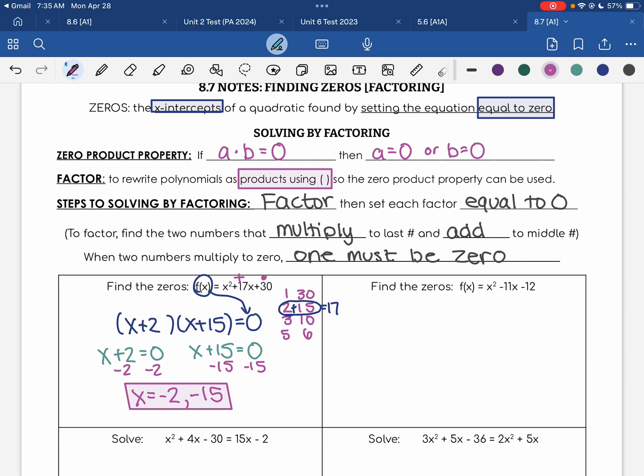Please don't put parentheses around that answer. You can put a comma in between because you're just listing two things. But if you put parentheses, it makes it look like a coordinate. And it is not a coordinate of negative 2, negative 15.